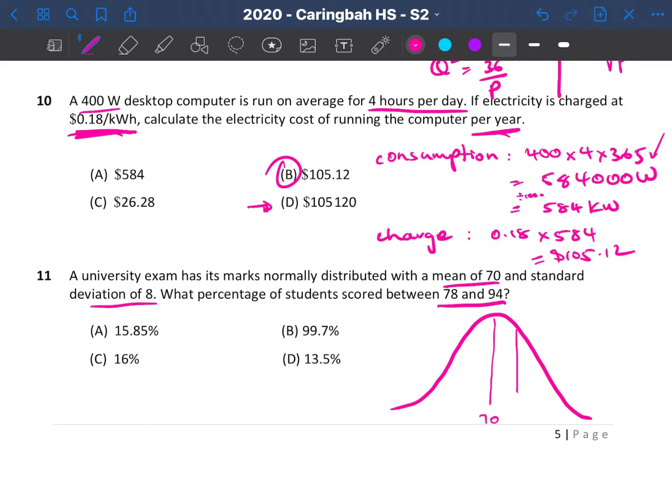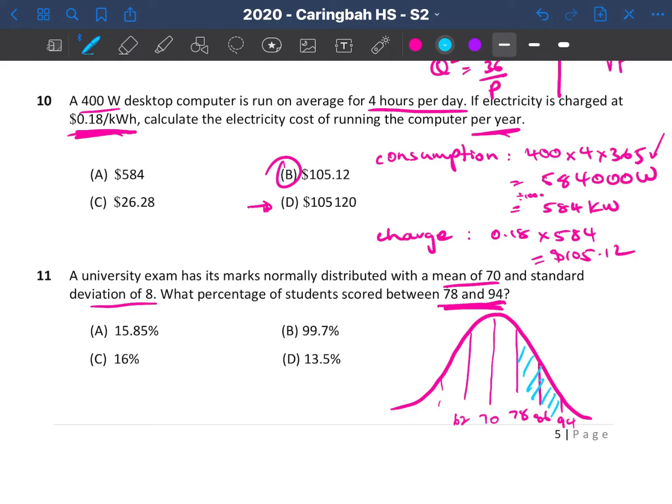So then we've got 78, 86, 94. And obviously we have more and so on. I'm not really concerned with those ones there because the question asks me to find the percentage of scores between 78 and 94. So between 78 and 94 are those marks here.